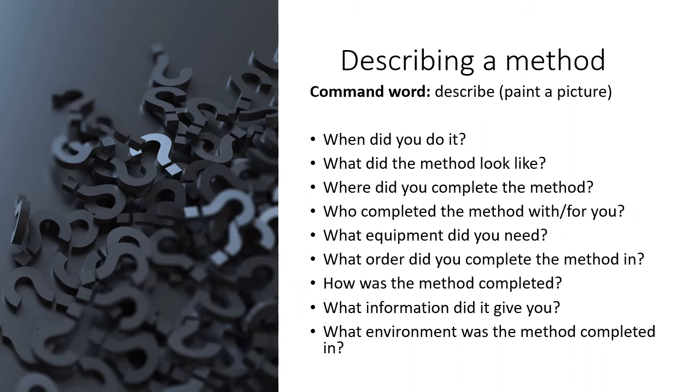The first command word we're going to go over again just now is describe. So we're going to talk about how you would describe a method. As you can see, there's bullet points here. When you are describing a method, you would look at these bullet points and you would put them into full sentences, and this would give you your descriptive points.